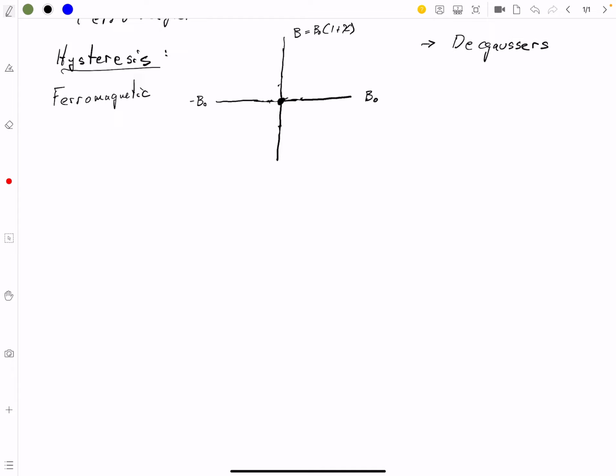So put it in a degausser, or melt it down. Just melt it down. Cool it off, let it reform, and you do that reformation in a zero magnetic field situation. B external is 0.